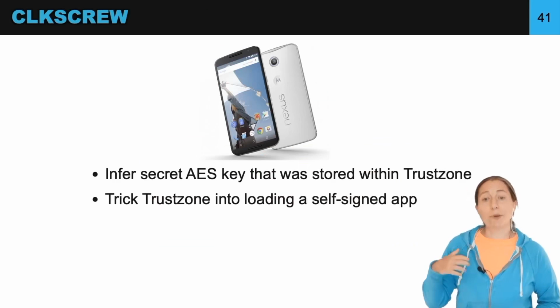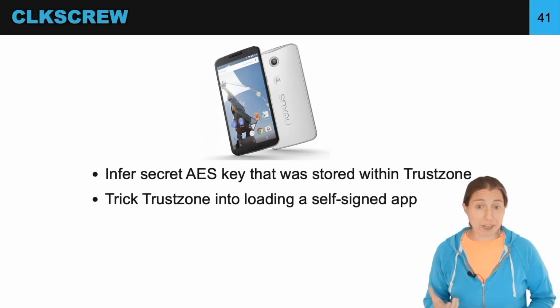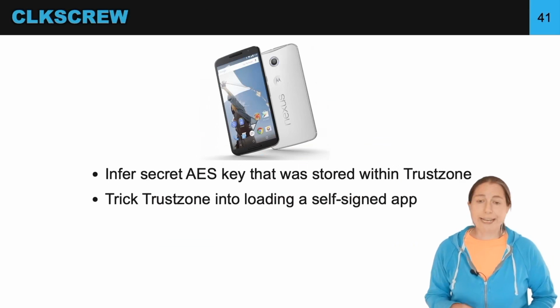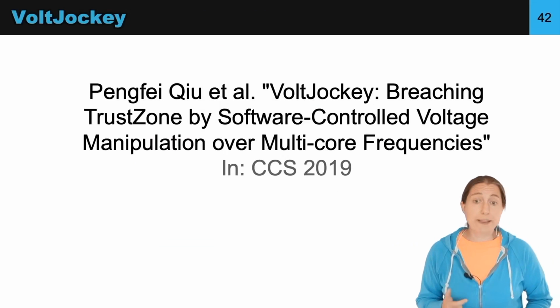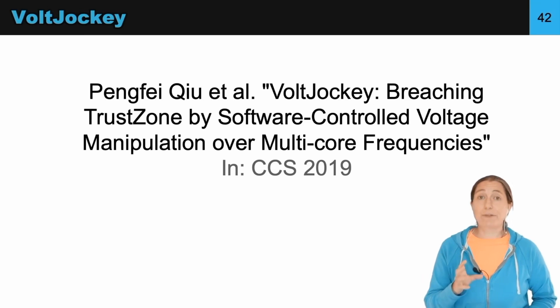They were able to infer a secret AES key that was stored within TrustZone, and they were able to trick TrustZone into loading a self-signed application. Not long after, there was another very similar attack called VoltJockey. Again, this focused on an ARM chip. They were both attacks against ARM.